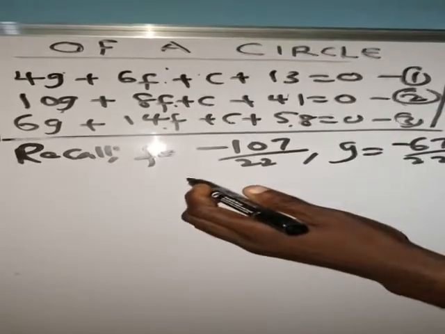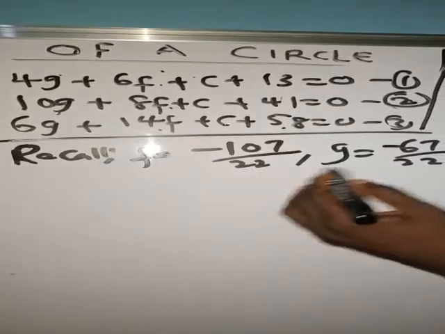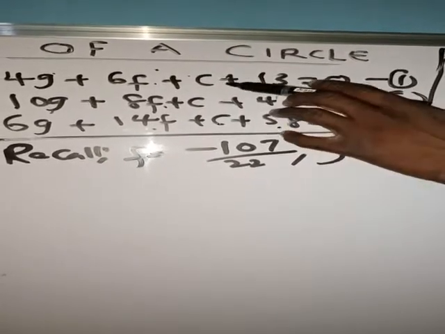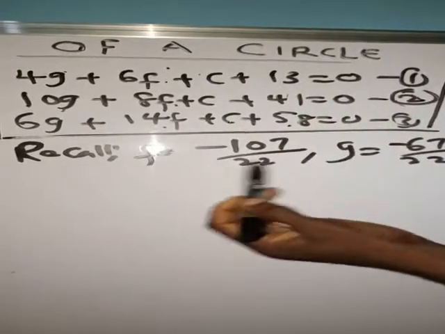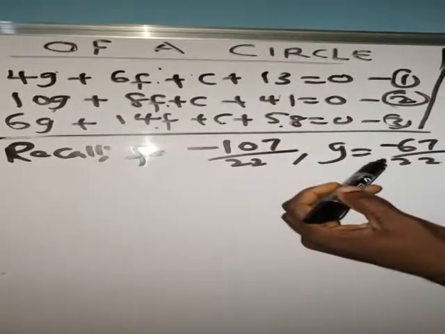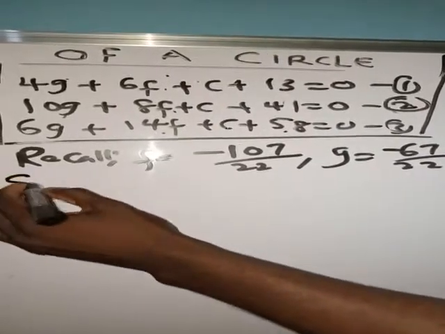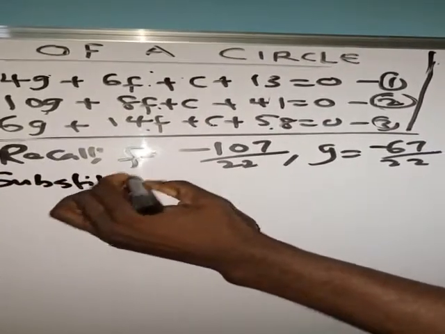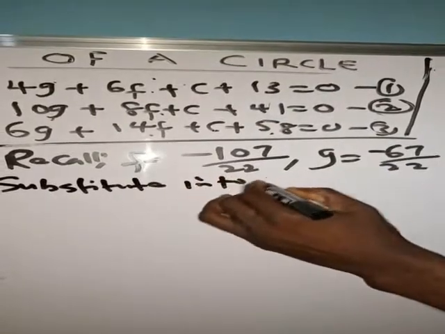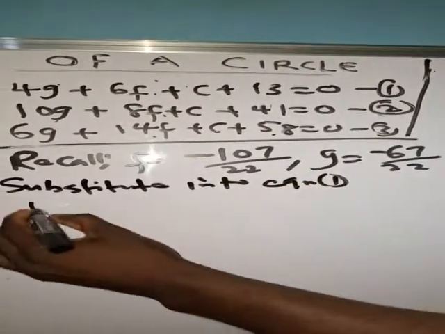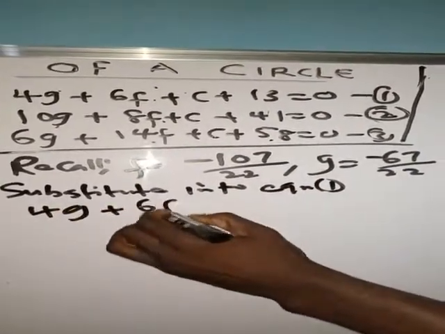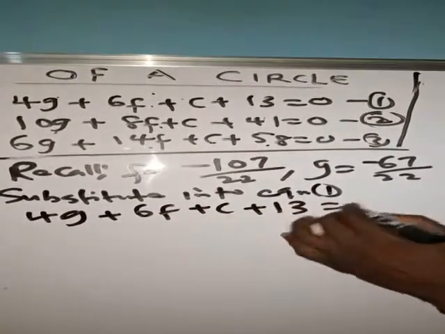Now we have recorded that f is this and g is this. Now we need to calculate the value of c. So you can substitute any of these two, f and g, into any of the 3 equations. So I want to use equation 1, substitute into equation 1. That is 4g plus 6f plus c plus 13 is 0.